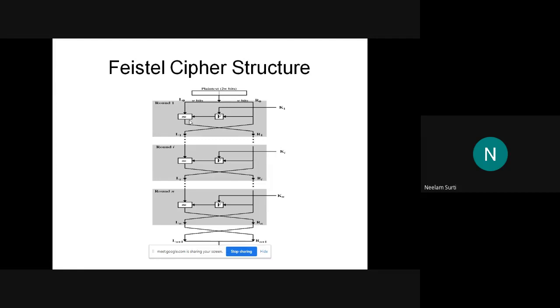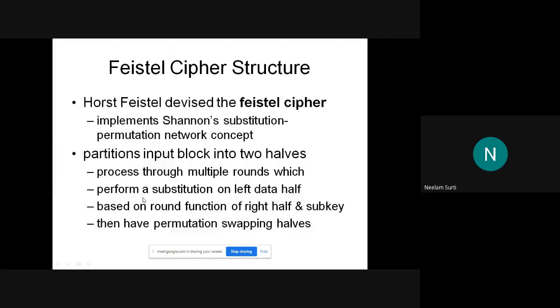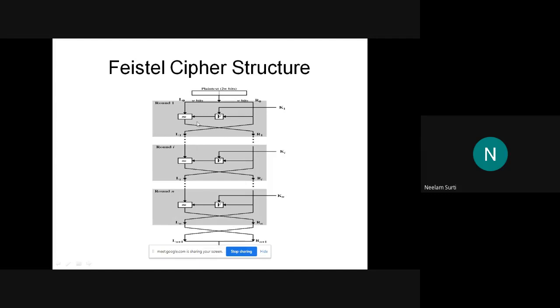Once the substitution is done, with the round function on the right half and the sub key, after that you are doing permutation. Permutation means swapping. Are you getting this? R0 becomes L1, and the output of XOR is taken as R1. The output of the XOR is taken as input for the second round.